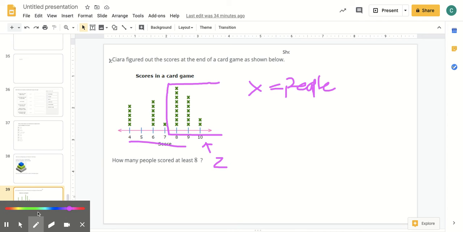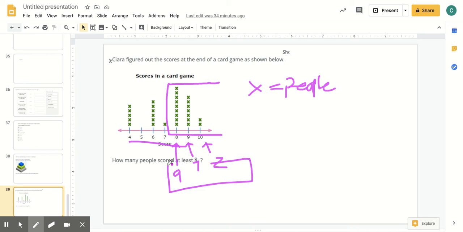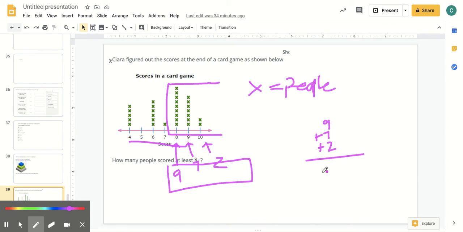I can count pretty easily that 2 people scored 10. I count the X's here to determine that 7 people scored 9. And lastly here, I can see that 9 people scored 8. So now I need to add up the number of people that scored 8, 9, and 10 to determine the total number of people that scored at least 8. The total number of people that scored at least 8 was 18 people.